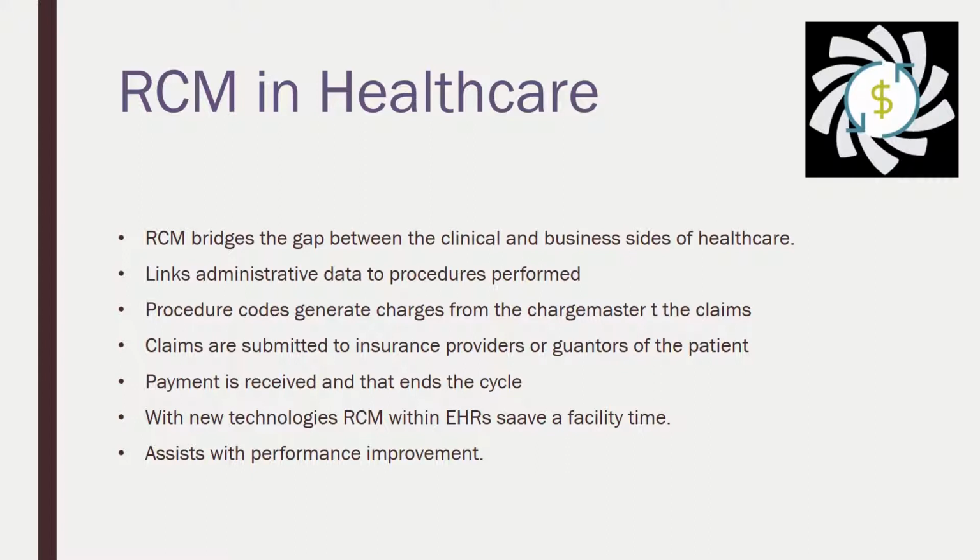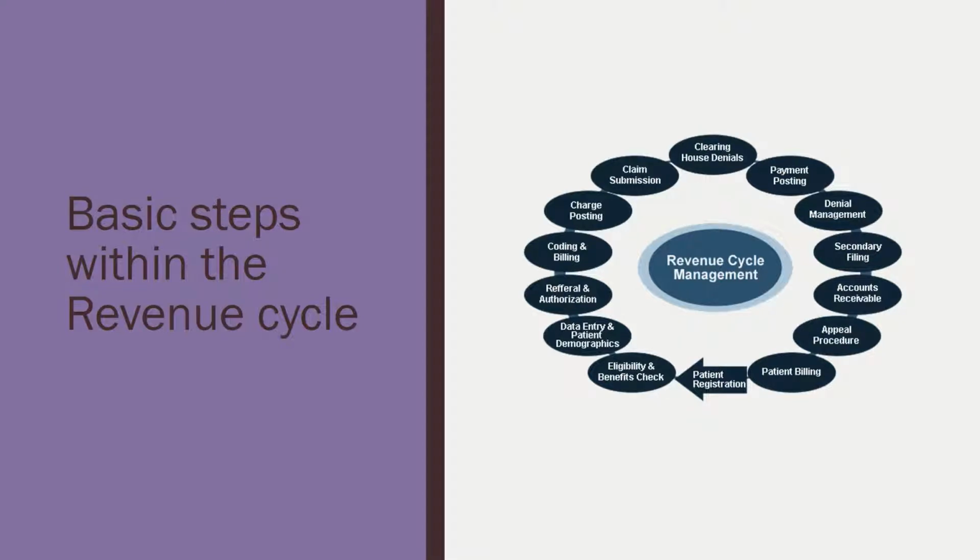Okay, and so next, if the claim is correct and everything's good, the claims are sent through scrubbers and the EDI format. So the patient comes in for patient registration. Eligibility is done and the benefits checked to make sure that everything's good to go. Once that is done, data entry and patient demographics. This is where, if this was a new patient, you would take their name, date of birth, insurance, guarantor information, address, all that basic information about the patient.